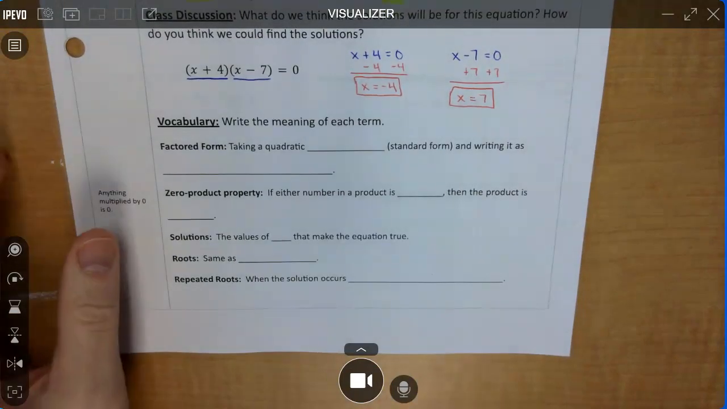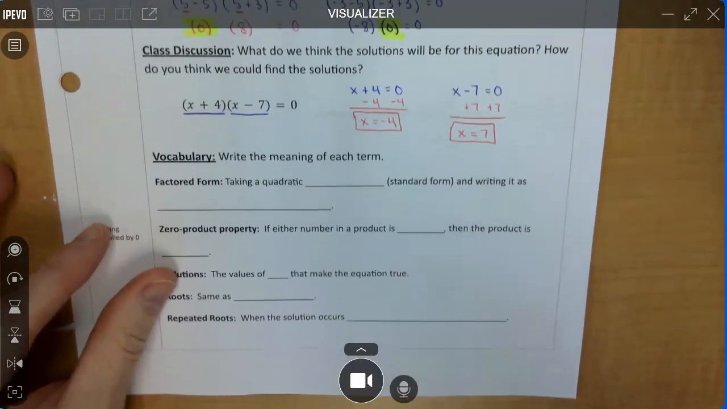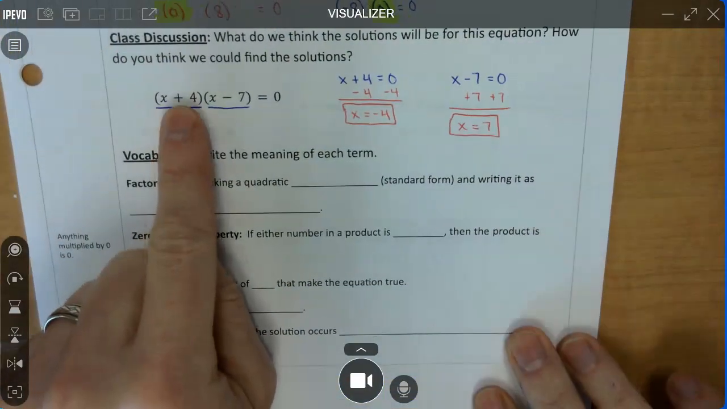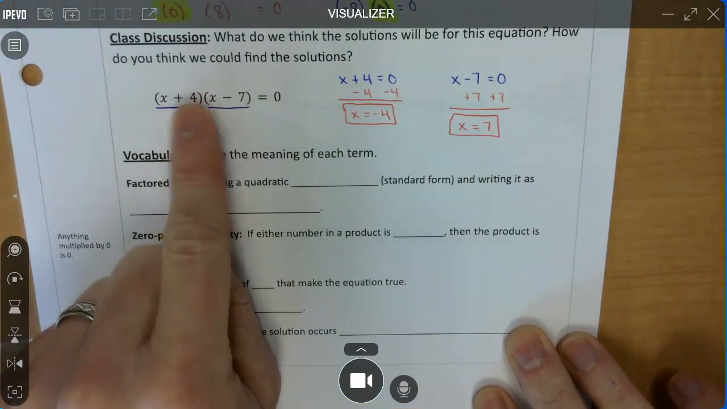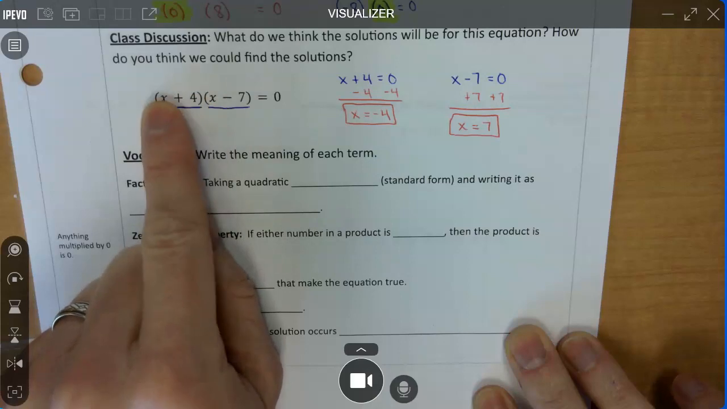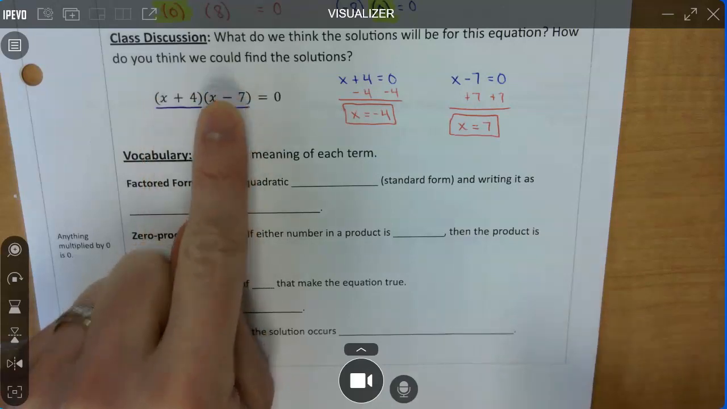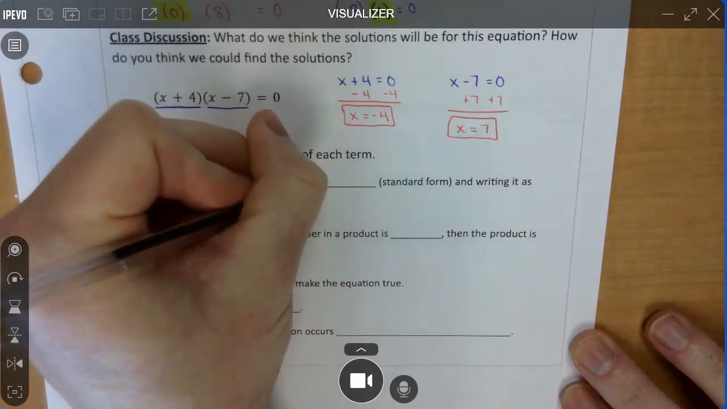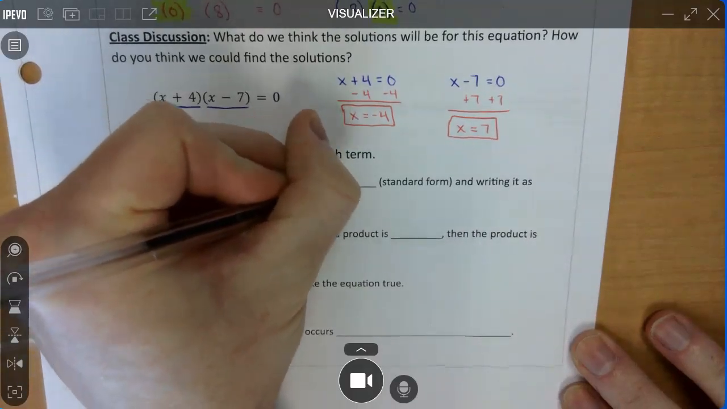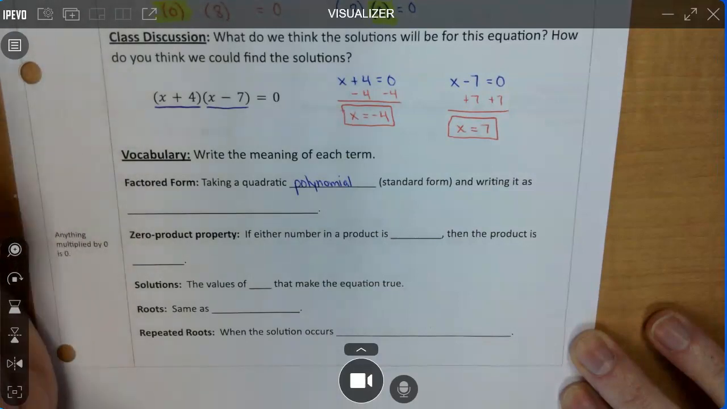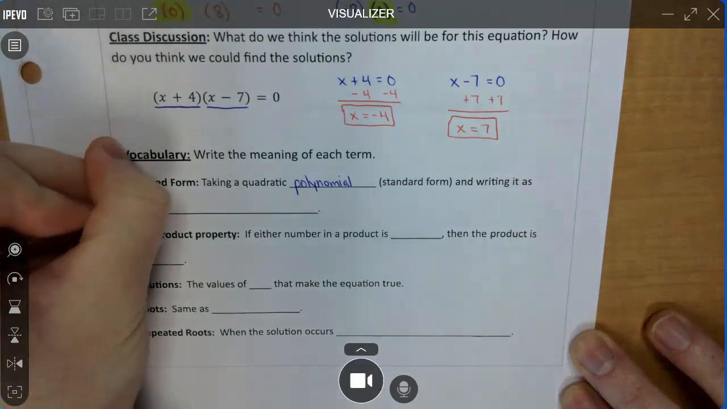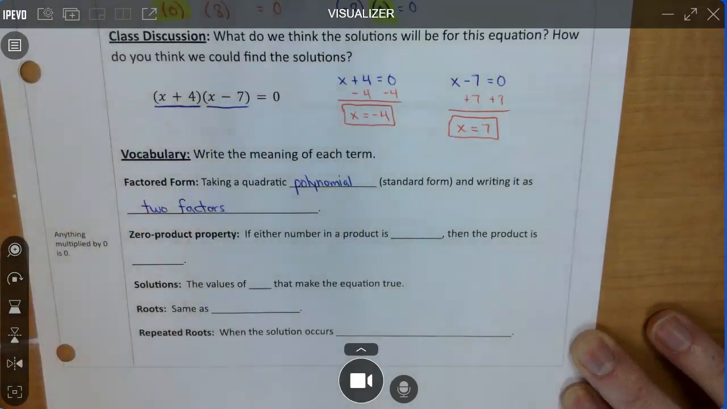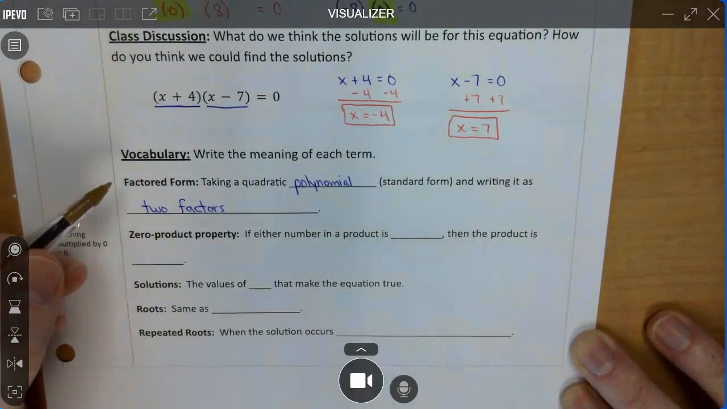Now we're going to look at some vocabulary. So factored form. We've already seen two examples of it. X plus 4 times x minus 7. These are factors. One factor times the second factor. Well, what this really means is we're taking a quadratic polynomial and writing it as two factors. And then those two factors get multiplied by each other.